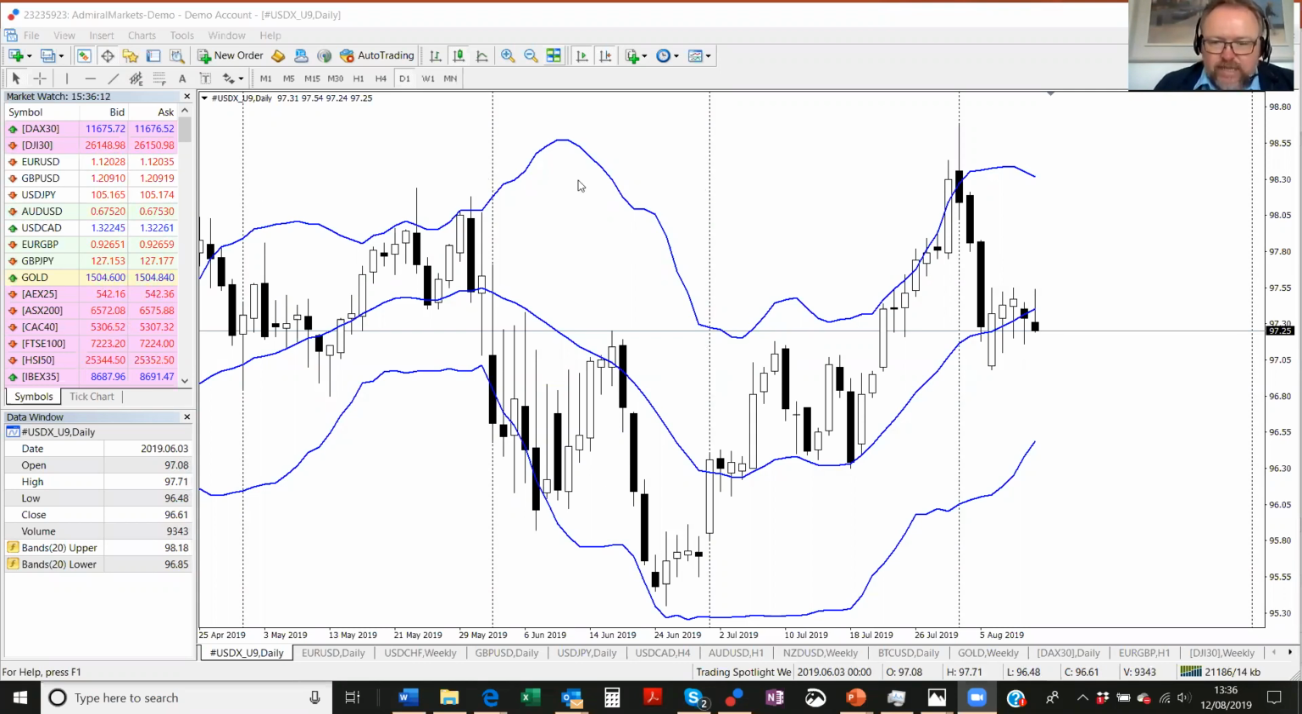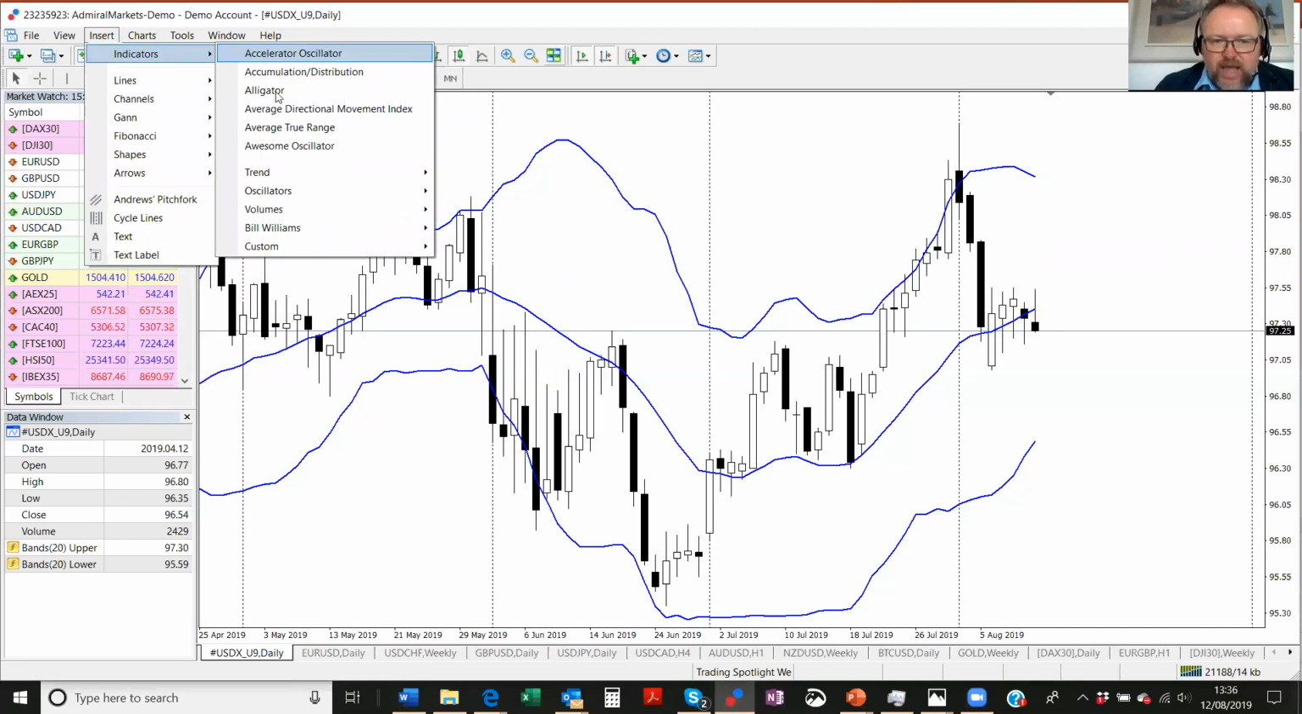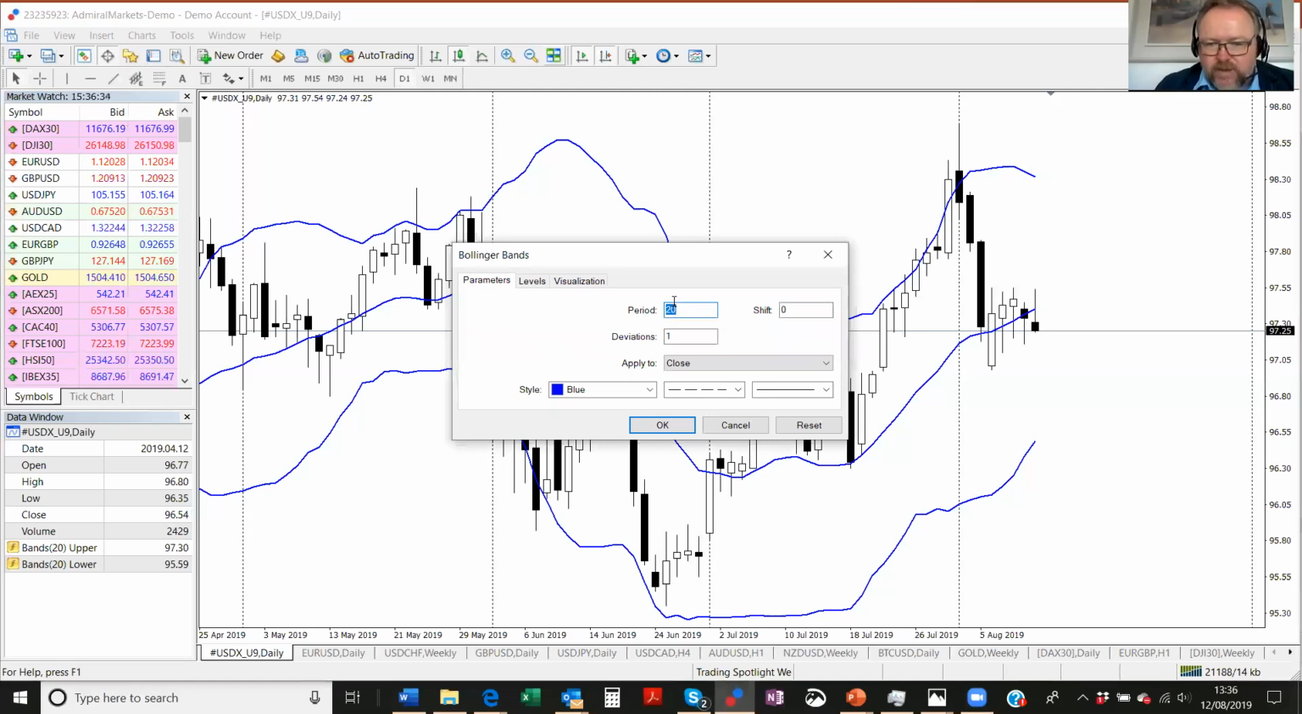For those of you who don't know how to set up a Bollinger Band, if you look at the indicators, we should be able to go down, and under trend, you'll find Bollinger Bands. What you'll see is the period is 20, the 20-period moving average. The deviation is 1 by default, but what we're looking for is a normal deviation of 2. You draw that on, and then you can choose whatever color works for yourself.